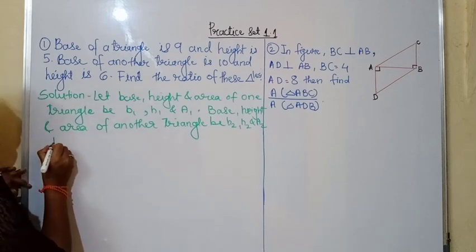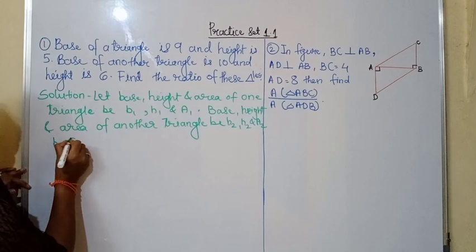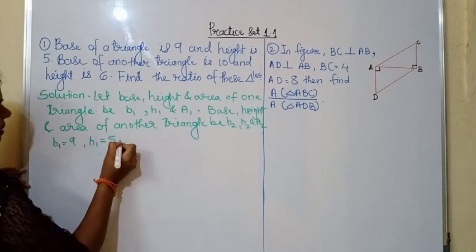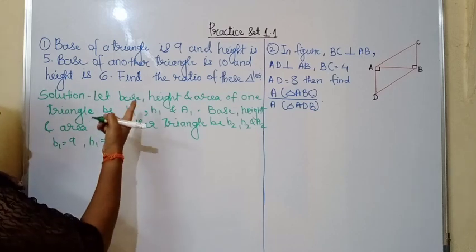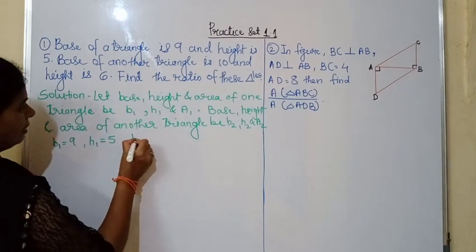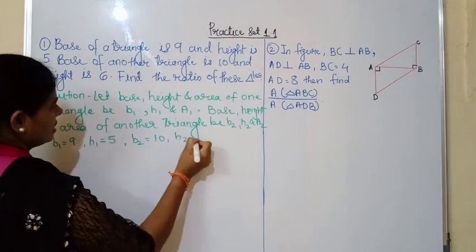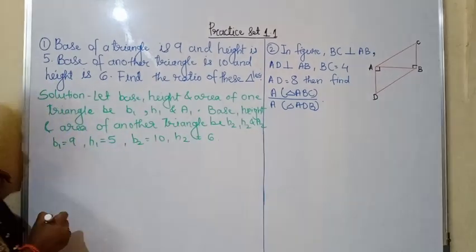What is the base of one triangle? That is B1 equal to 9. Then the height of the one triangle is 5. Then we have to find the ratio of their areas. Okay, then B2 is 10 and H2 is 6. Okay, so now what is our formula?